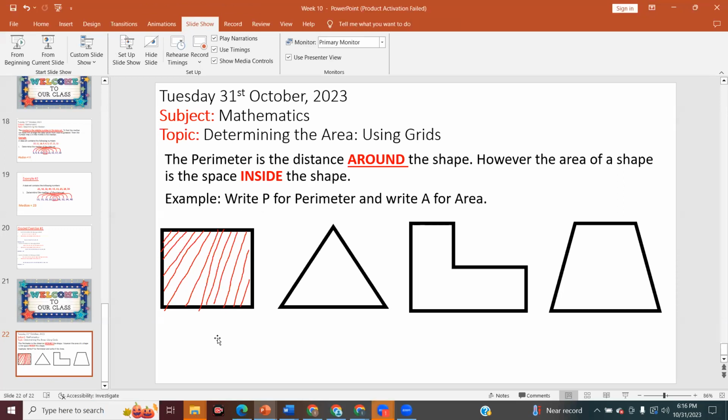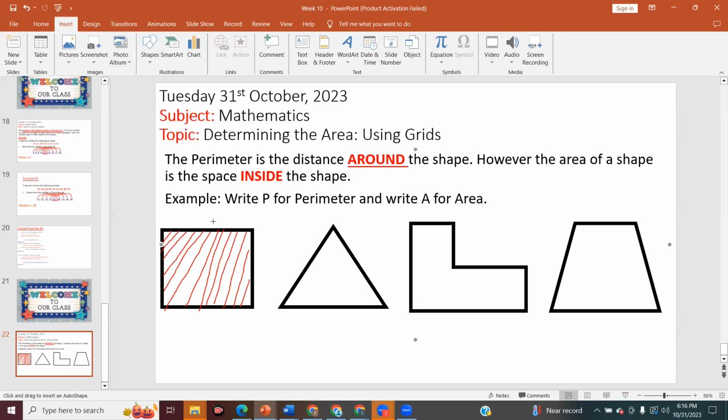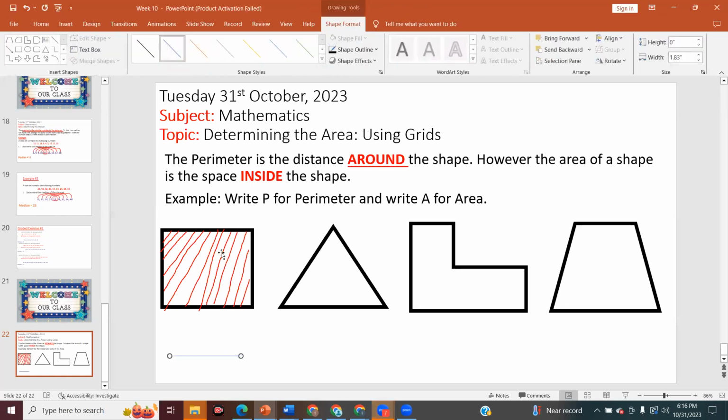Put inside the chat, please, either A or P. Do you think that the red portion is referring to the area or to the perimeter? Notice that this red portion is referring to the space inside of the shape. My question is, do you think that's referring to the perimeter or the area? Again, put your answer inside the chat, please.